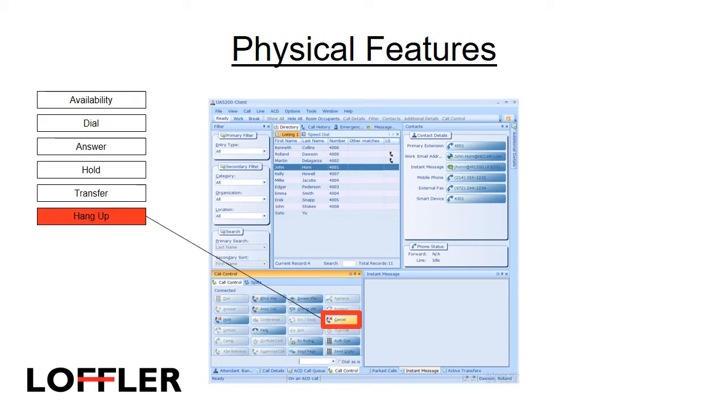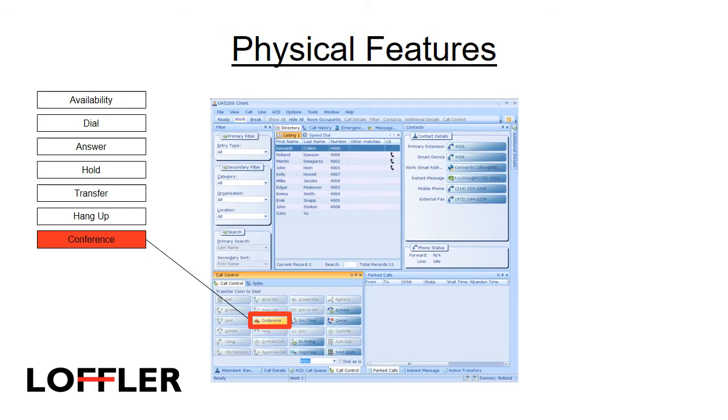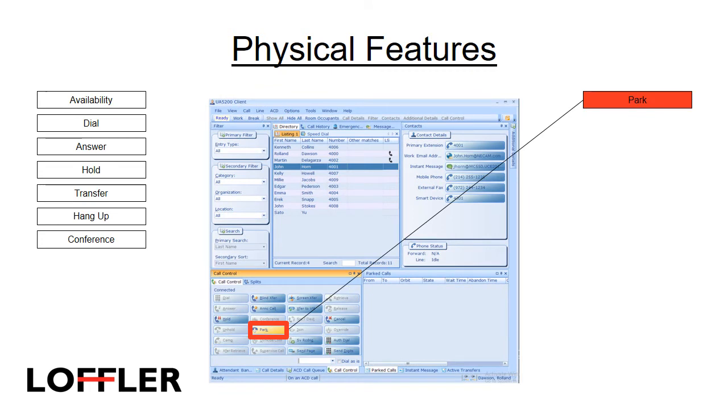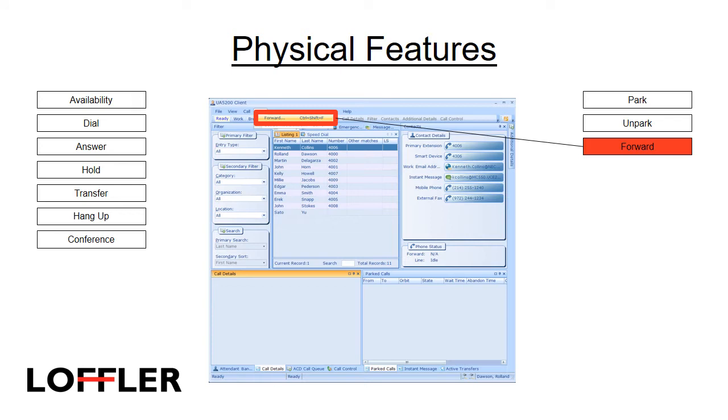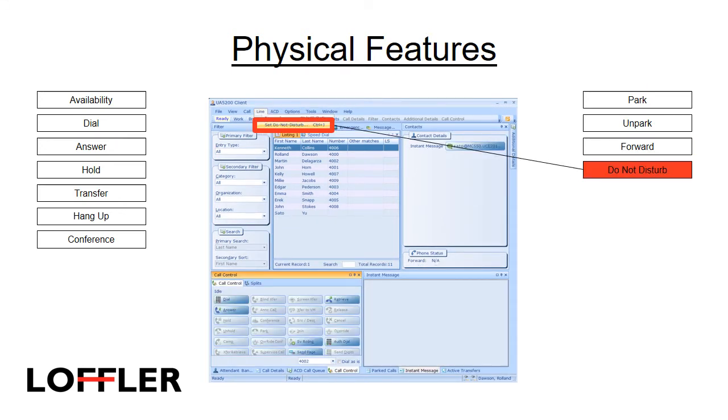To hang up a call, click the Cancel icon. To do a 3-way conference, click the Conference icon. To park a call, click the Park icon. To unpark a call, right-click on the parked call and click Retrieve. To forward a call, click Line and select Forward. To set Do Not Disturb, click Line and select Do Not Disturb.